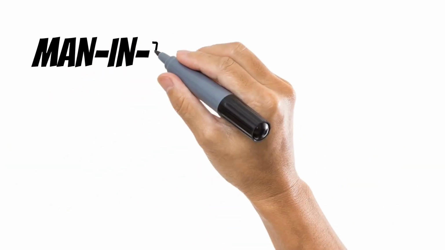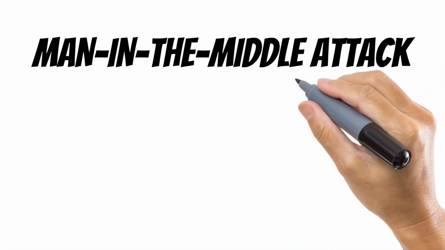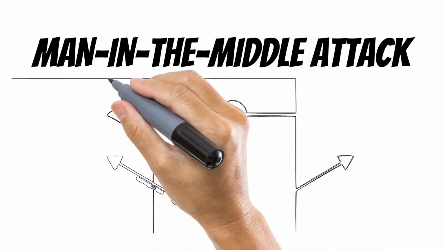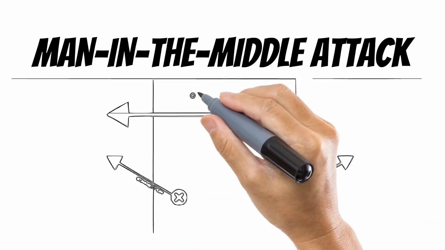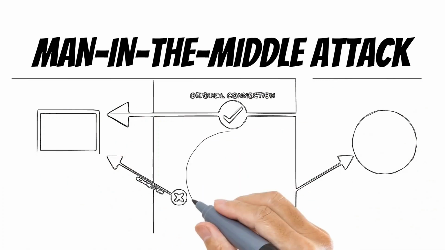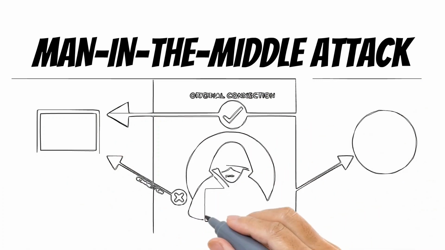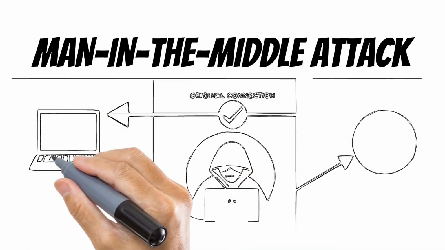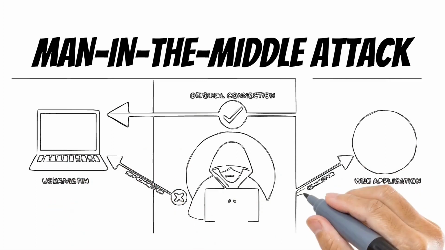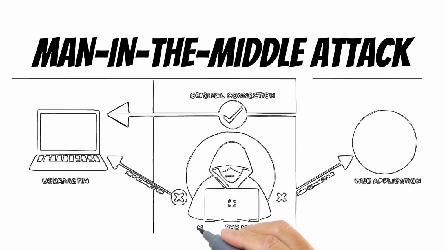Man-in-the-middle attack. A man-in-the-middle attack is a type of cyber threat where a cybercriminal intercepts communication between two individuals in order to steal data. For example, on an unsecure Wi-Fi network, an attacker could intercept data being passed between the victim's device and the network.